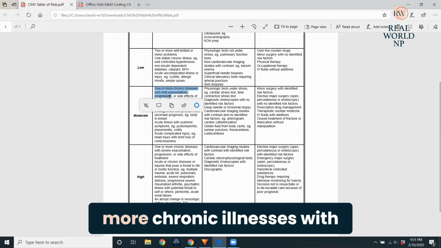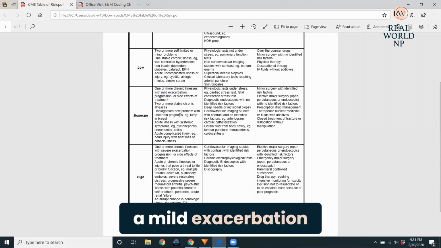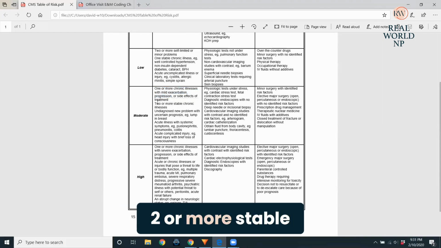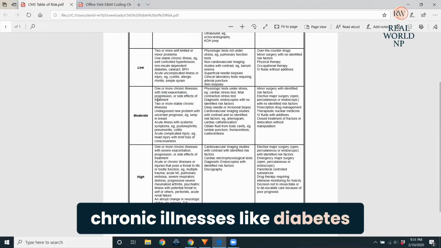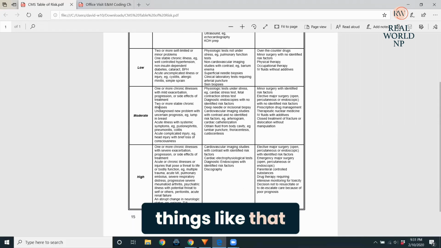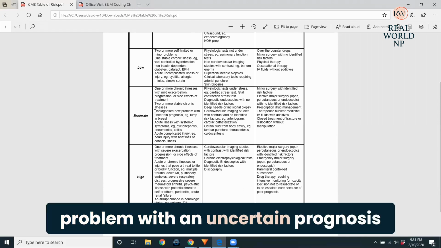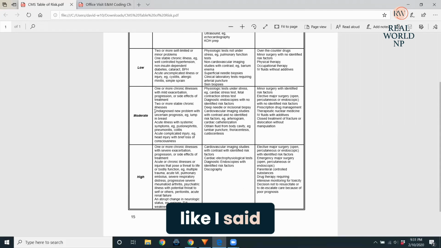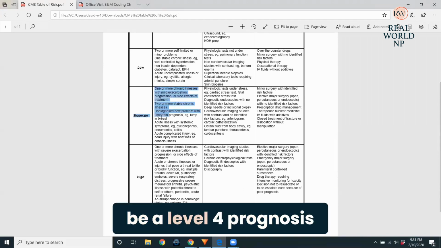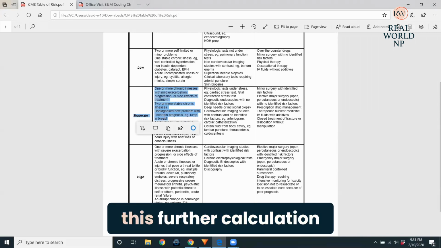Moderate means one or more chronic illnesses with a mild exacerbation, two or more stable chronic illnesses like diabetes and hypertension, or an undiagnosed new problem with an uncertain prognosis. And again, like I said, the vast majority of the time, moderate is going to be a level 4, but it depends on this further calculation.